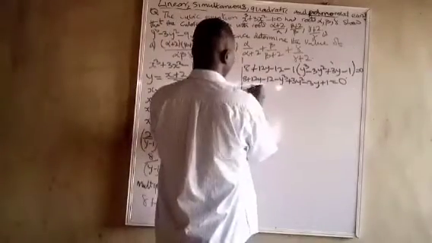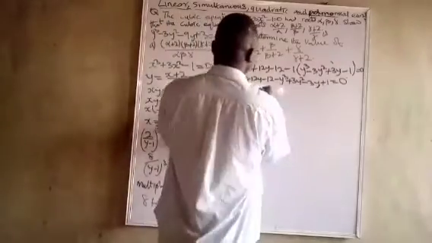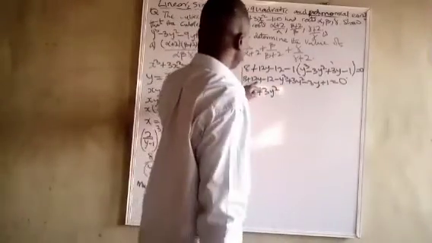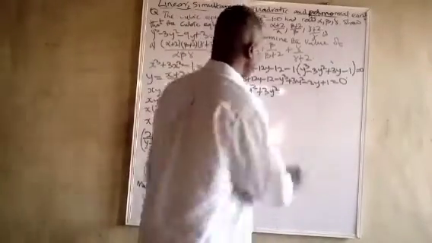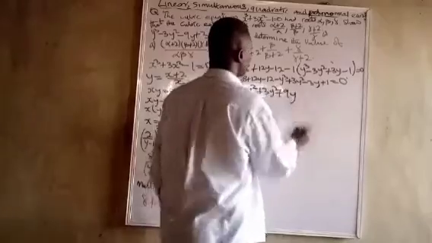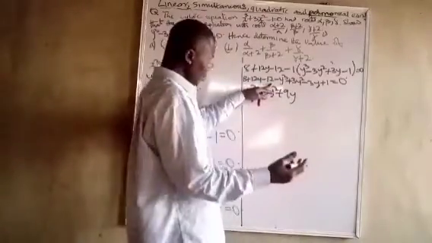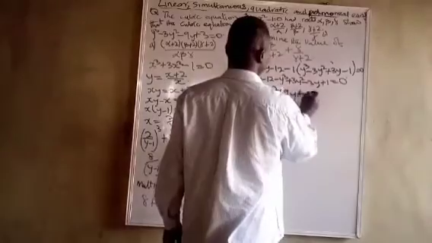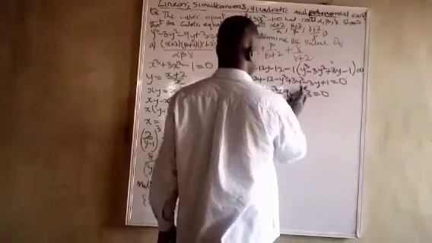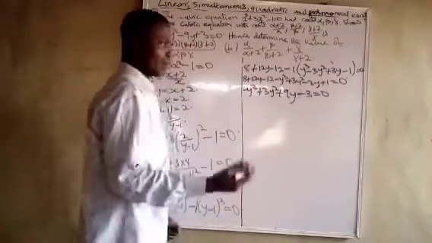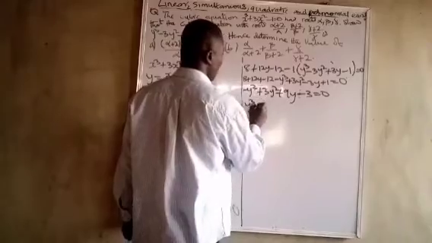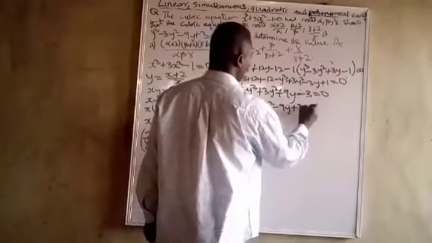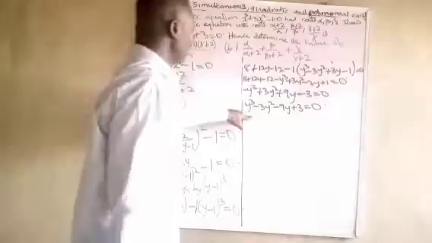8 minus y cubed plus 3y squared. 12y minus 3y, that is plus 9y. 8 minus 12, that is minus 4 plus 1 plus minus 3 equals 0. Now let's multiply through by minus 1. So I'm going to have y cubed minus 3y squared minus 9y plus 3 equals 0. So that's the new equation we are looking for.